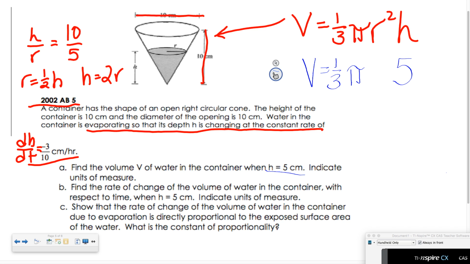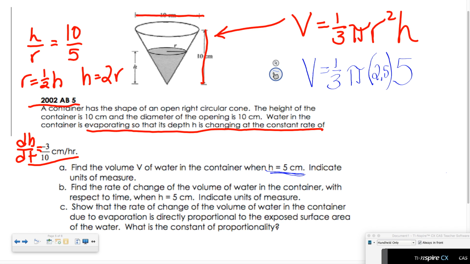10. Or is it? They're always going to throw numbers in to try to trick you. They're giving us the height. Just look over at our relationships. If we know the height is 5, the radius is 2.5. There it is. That answer right there, totally acceptable. We don't have to work it out. We can leave it just like that. Okay, so we found that. Indicate units of measure.